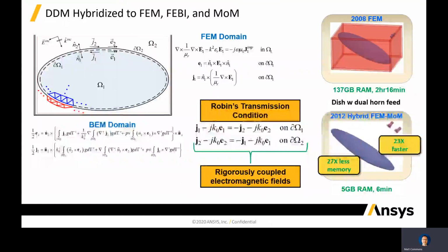Now, how is this achieved? Well, it's achieved again using that Robbins transmission condition to couple between the finite element domains of that solution. But one of the interesting advancements in DDM has been hybridization, to allow us to couple not only between multiple FEM domains, but even couple in method of moments or 3D integral equation domains. This is a really, really powerful technique. This allows us to use different technologies, different techniques, depending on where they can be applied best.